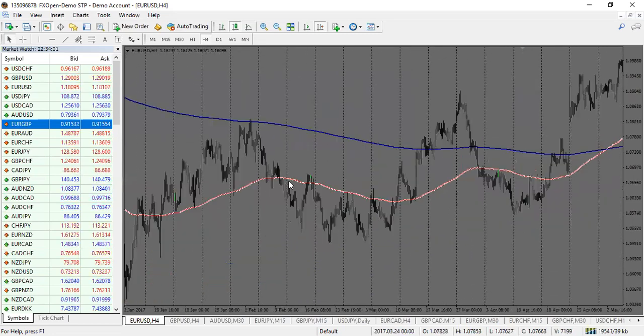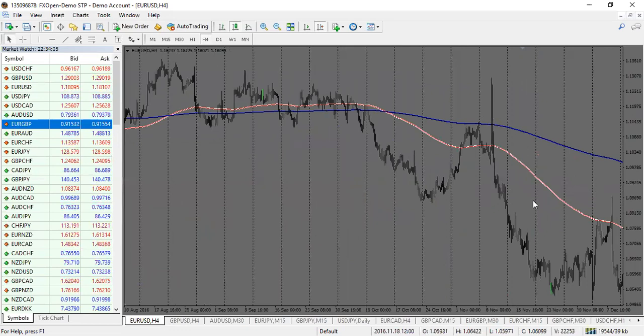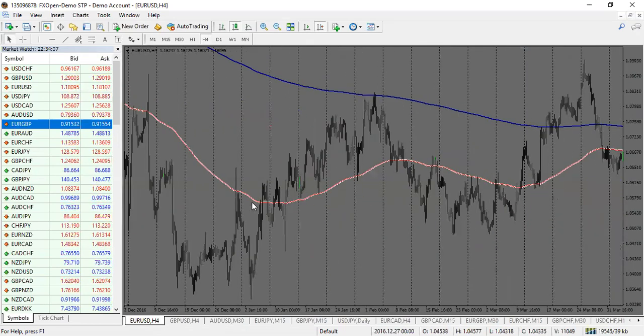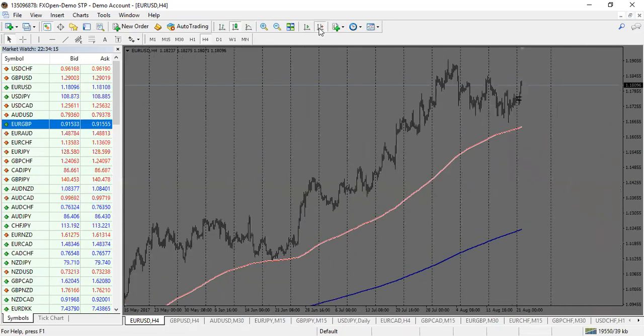Now, in most cases, if the 800 EMA is above the price, the market is in a sort of downward trending market move. And if the market crosses above the 800 EMA, it's usually going to go up into a sort of rally. Okay.